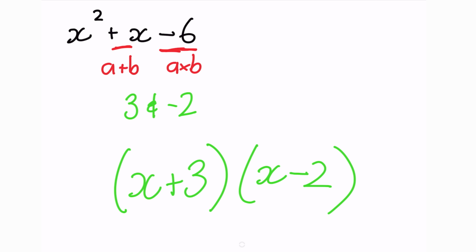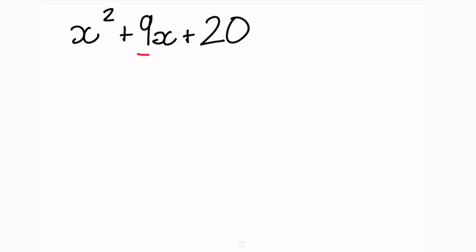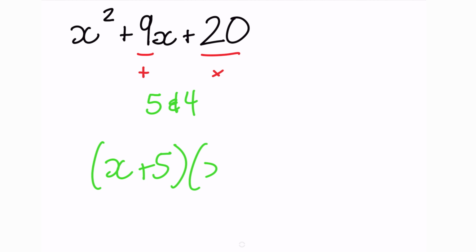Let's look at one more. So looking at our coefficient of x and our constant term, we need two numbers that add to give 9 and multiply to give 20. That will be 5 and 4. So therefore, our answer is x plus 5, x plus 4.